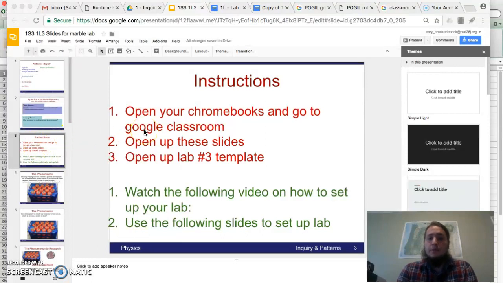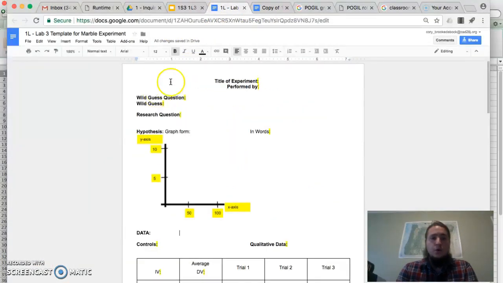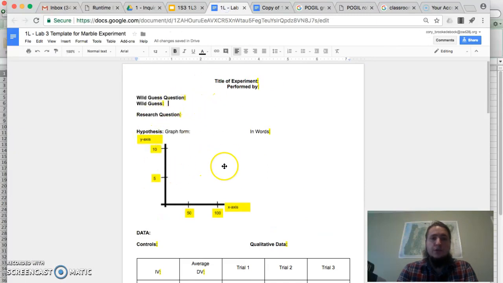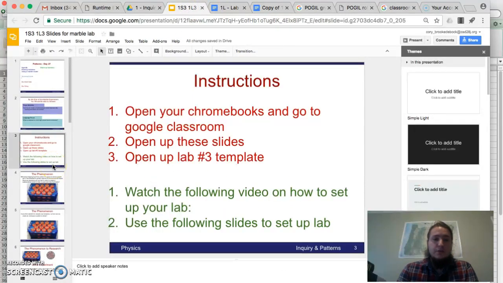The other thing that you should have open, which you also can get to through the Google Classroom, is your lab template here. So find the lab for lab number 3, the Marble Lab, and have that open as well. So what you're going to do here is you're going to use this video and the following slides to make sure you get everything set up for the start of this lab here. So the first thing you can do is, if you look down in green, watch the following video, which is what you're watching right now, and then use the following slides to set up the lab. So that's what the goal of this video is, and your goal should be in the next several minutes here.